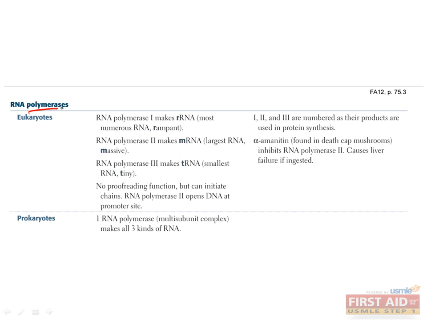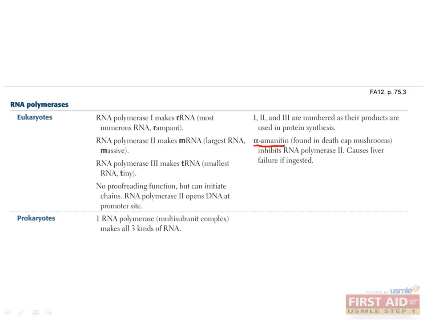There's not a whole lot you have to know about RNA polymerases, but here are the key points. First of all, they're numbered in the same order that they're used in protein synthesis. Type 1 makes rRNA, which is the first RNA in the ribosome. Type 2 makes mRNA, which gets to the ribosome next, and Type 3 makes tRNA, which gets to the ribosome last. RNA polymerase type 2 is what opens DNA at the start of transcription, and none of them have any proofreading ability. Also, prokaryotes only have one type of RNA polymerase.